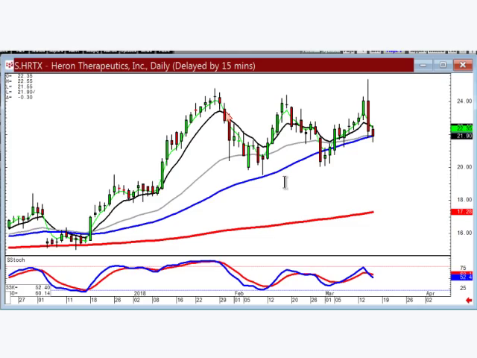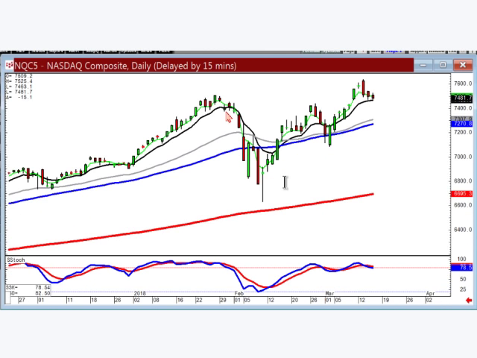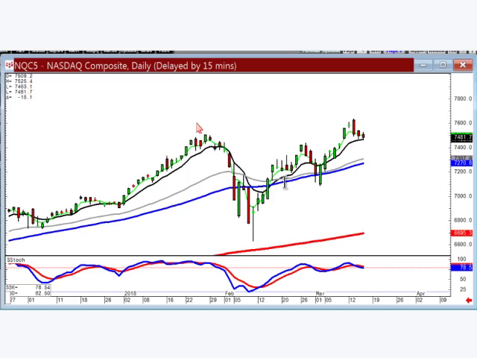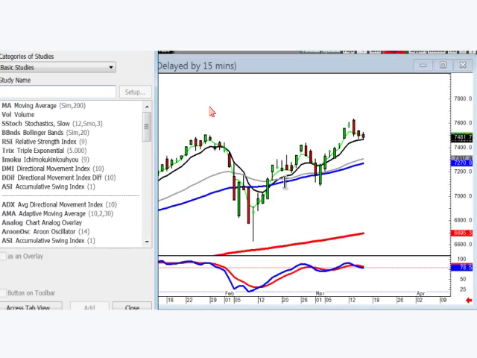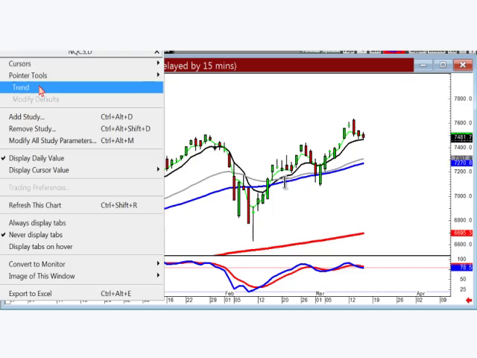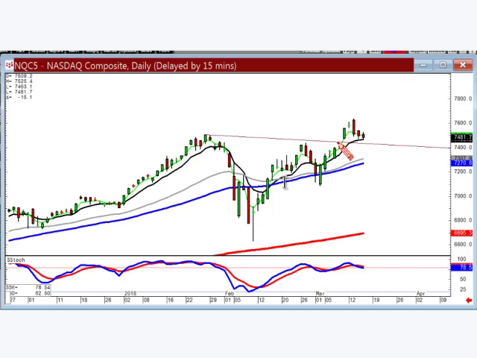NASDAQ had a hard time getting through this level. But you're sitting right here on the T line. It'll be important to see how they open this tomorrow. If they trade it below the T line, now you can kind of project that you might be in this uptrending channel, which means they could be bringing it back down toward the 50.